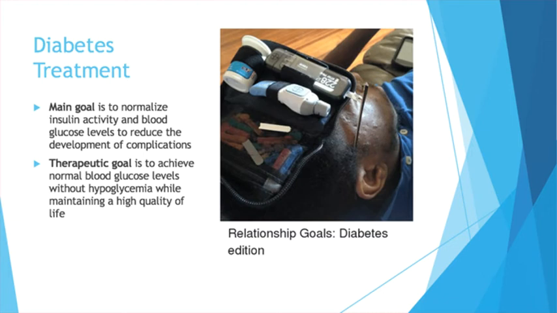So with diabetes treatment, the main goal is going to be to normalize insulin activity and blood glucose levels to reduce the development of complications. The therapeutic goal is to achieve normal blood glucose levels without hypoglycemia, while again maintaining that high quality of life.